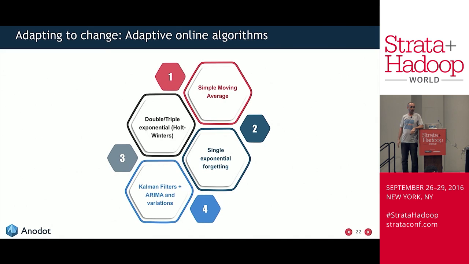There are obviously a lot better techniques like double or triple exponential moving averages, Holt-Winters, single exponential forgetting, and even more advanced techniques, or superset techniques using ARIMA models or SARIMA models, seasonal ARIMA models with a Kalman filter for the estimation of the parameters. The literature actually has a lot more techniques than just these. Probably the most advanced are the SARIMA models.